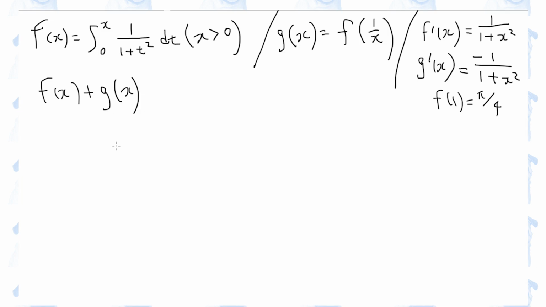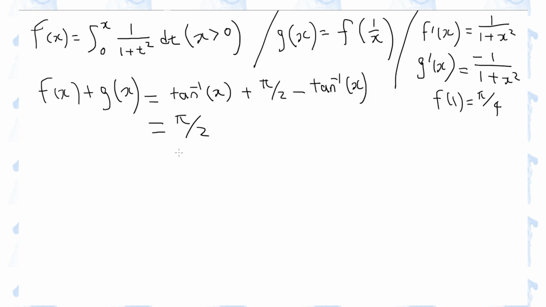In this question, we need to add the two functions. f of x is inverse tangent of x. g of x is pi over 2 minus inverse tangent of x. Therefore, the sum of the two functions is pi over 2.